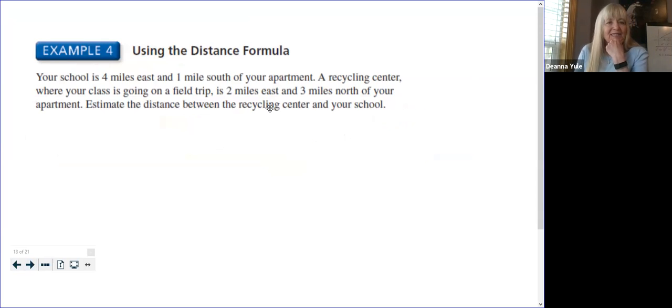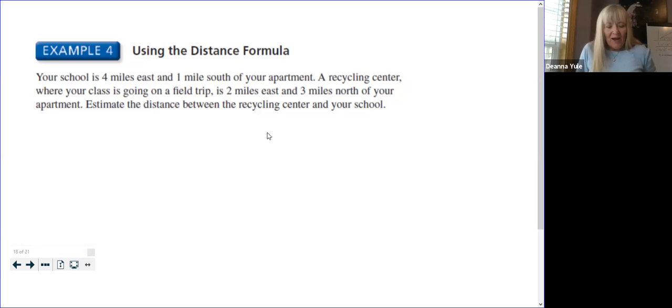Okay, so your school is 4 miles east and 1 mile south of your apartment. The recycling center, where your class is going on a field trip, is 2 miles east and 3 miles north of your apartment. Estimate the distance between the recycling center and your school.